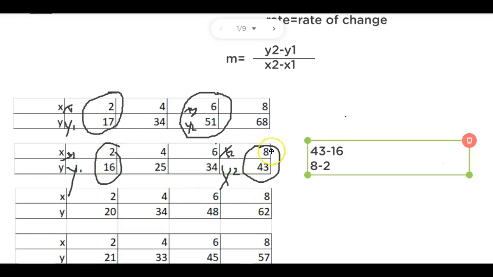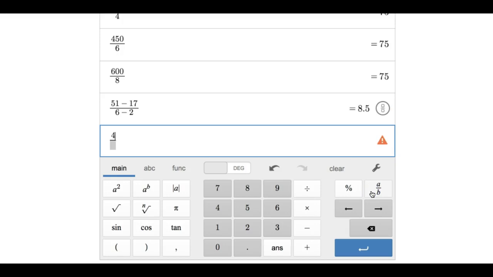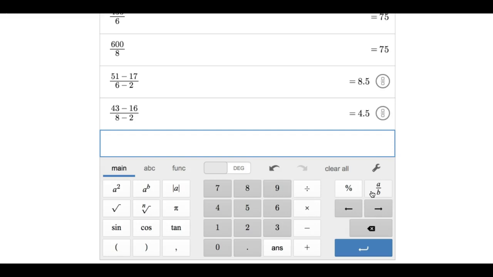All right? So let's go ahead and go to our calculator and let's try that. So we got 43 minus, I'm sorry, got to start off with the fraction bar. Make sure you start off with the fraction bar. 43 minus 16, and that was over 8 minus 2. Therefore, my slope is 4.5.